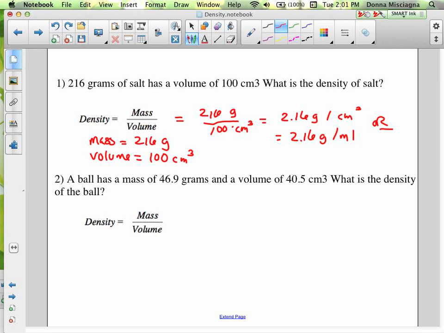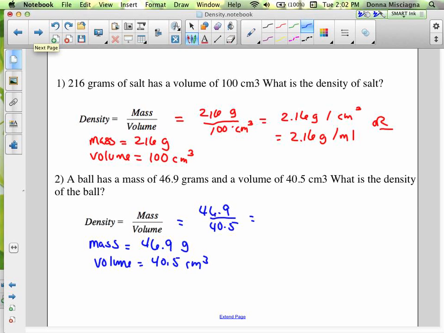A ball has a mass of 46.9 grams and a volume of 40.5 centimeters cubed. Right? So we have our mass. When we're given the mass and the volume, density is pretty easy to find. Sometimes we're going to have to do a little bit more work, though, to get our density. But let's do probably our last easy one here. So that's going to give us 46.9 divided by 40.5. Right? What would that be as a decimal?